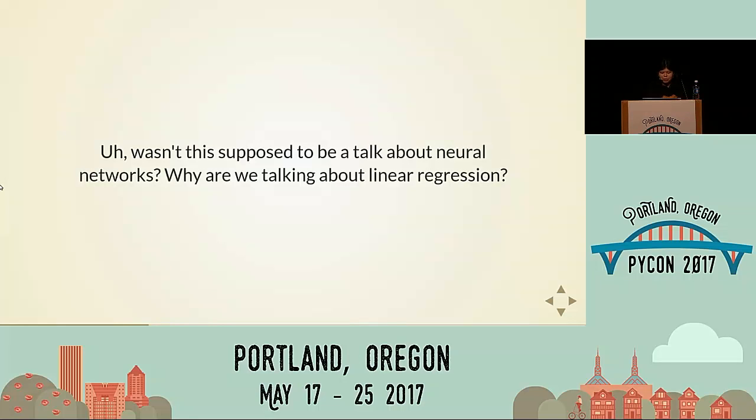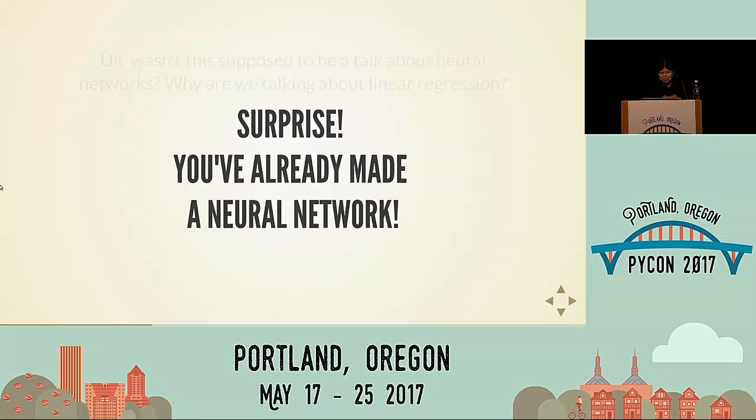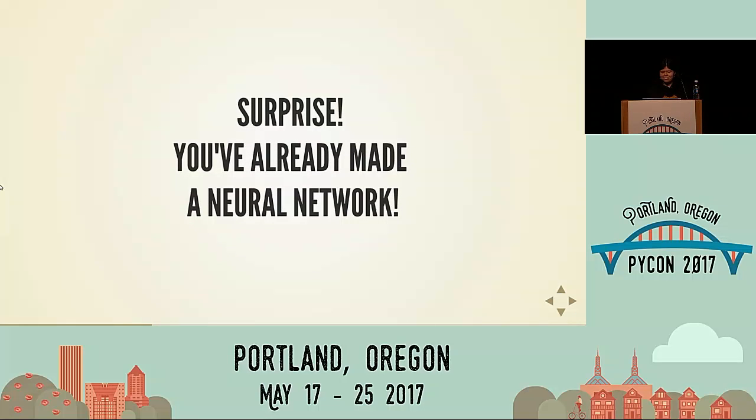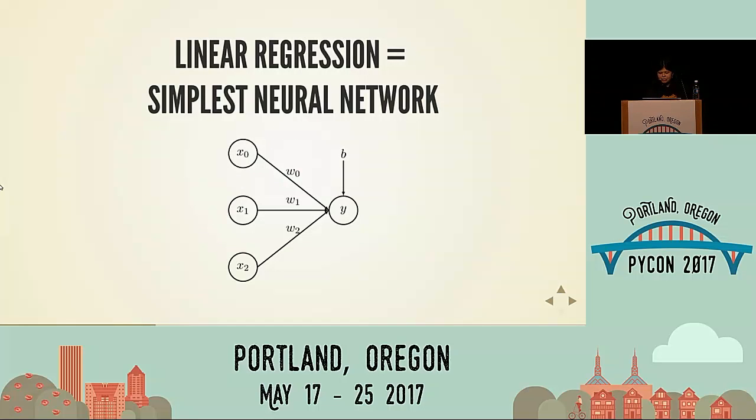OK, so you may be wondering at this point, I came here to hear about deep learning and neural networks. Why are we doing something so basic as linear regression? And the reason for that is, surprise, we actually just made a neural network. Linear regression is one of the simplest possible neural networks. It's so simple that we don't even call it that because it preceded neural networks. But if you look at the definition of a neural network, linear regression fits the bill exactly.